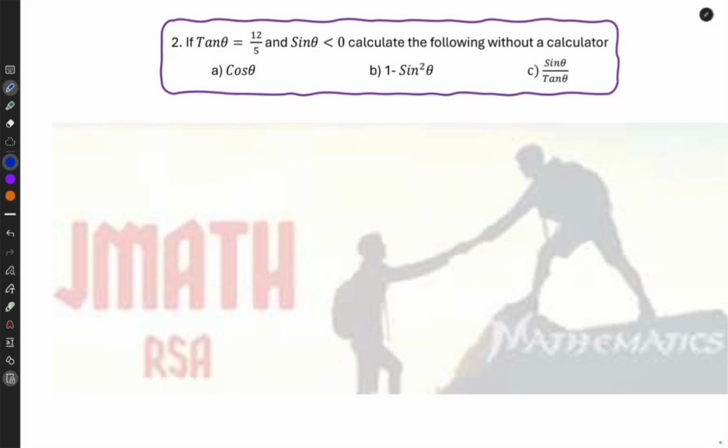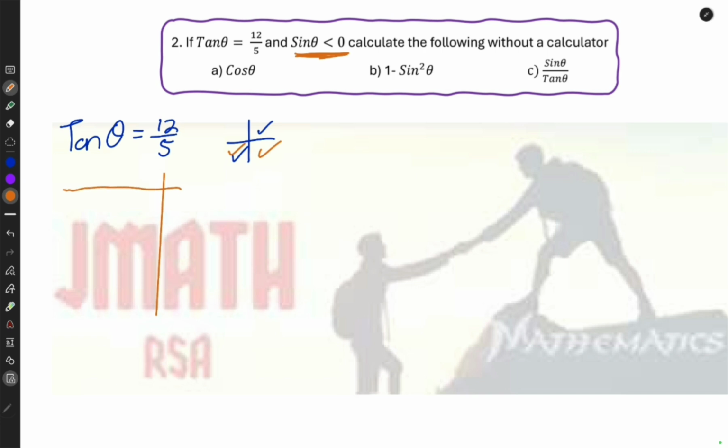Question 2. If tan theta is 12 over 5 and sine is negative, calculate the following without the use of a calculator. Once again, I'm going to start with the quadrant. So tan theta equals 12 over 5. That is positive. So tan is positive in 1 and 3. But they're also telling me sine is negative, and sine is negative in 3 and 4. So therefore, I know I'm working in the third quadrant.